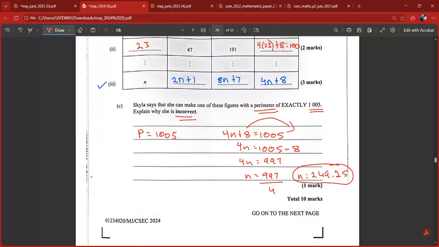So n is not an integer or a whole number. It's not an integer value. So it is not possible.